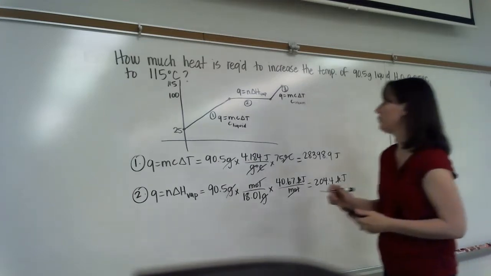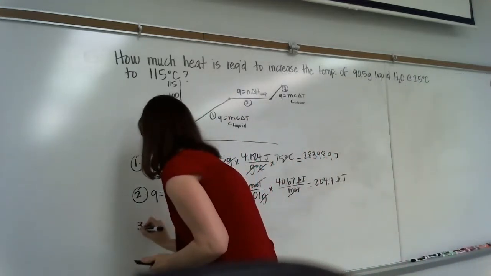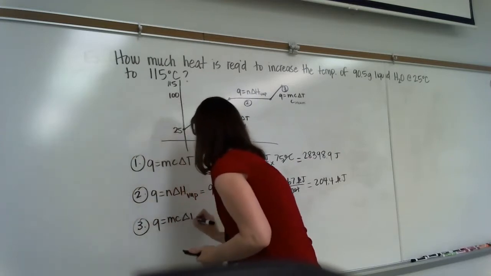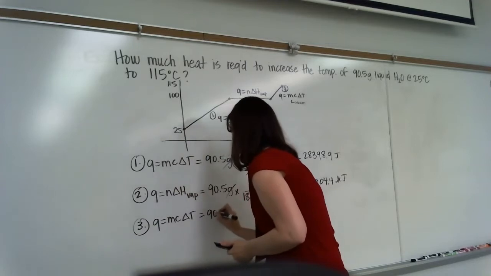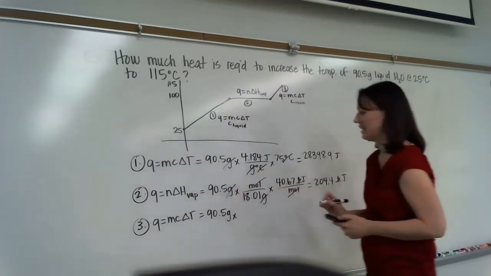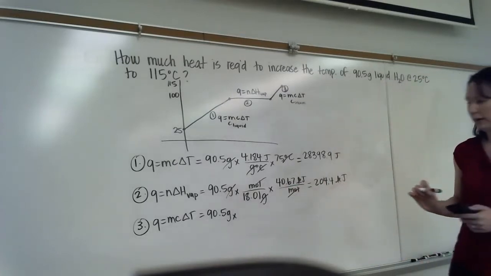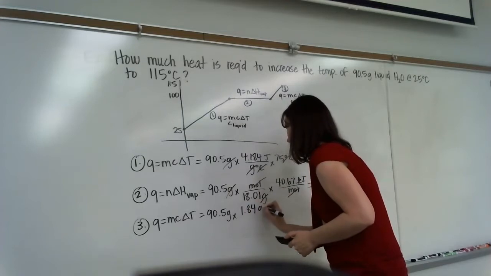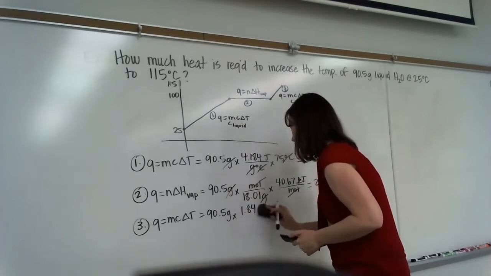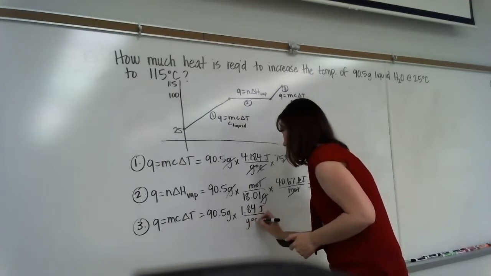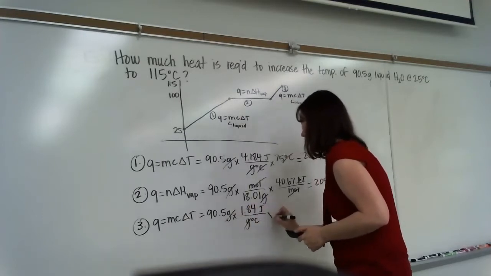All right, now let's do step 3 using the heat capacity of steam. Q equals mc delta T. So 90.5 grams times, what's the heat capacity of steam? 1.84. This is joules per gram degree Celsius. Grams cancels. And now what's delta T?